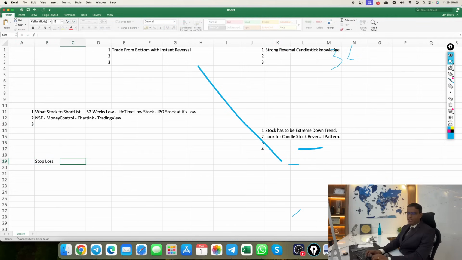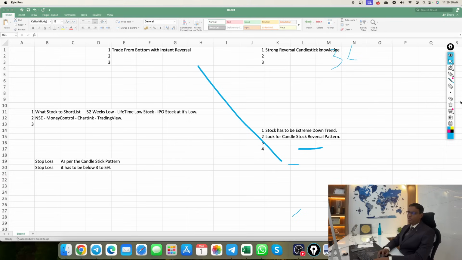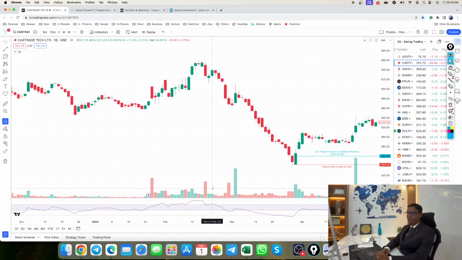So stop loss is as per the candlestick pattern, and the thumb rule is it has to be less than 3%, or below 3 to 5%. Let's have a buffer also. There's nothing wrong in keeping a 5% stop loss, but I follow 3%. It depends upon your risk appetite.